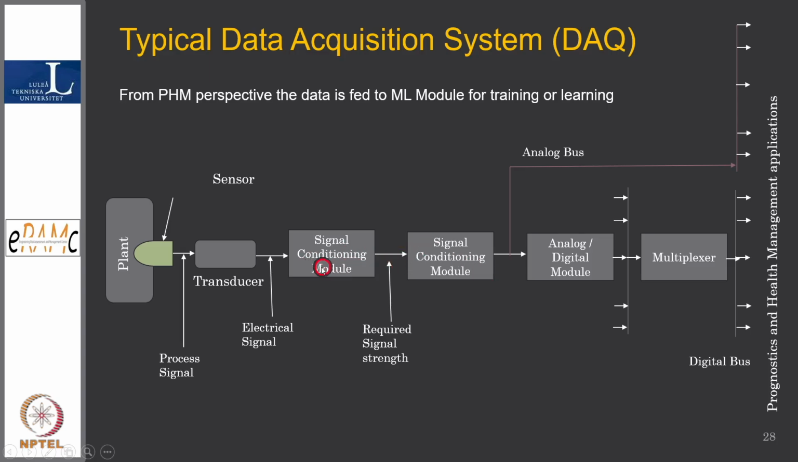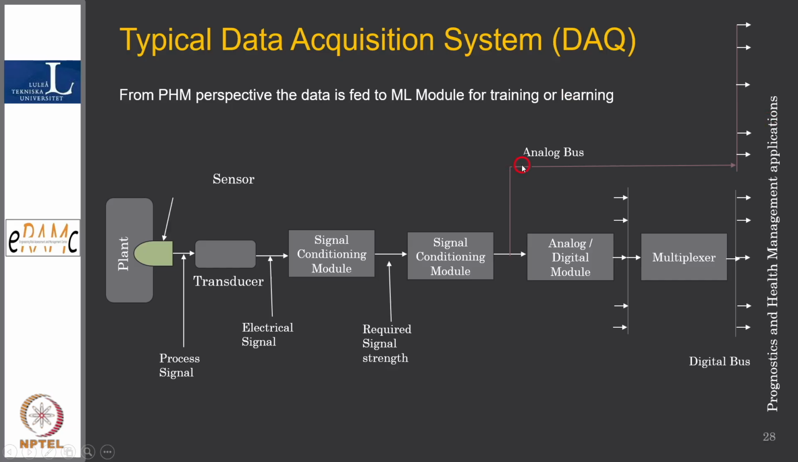Now the signal conditioning module is there, and if I want to collect any analog data or signal from the plant, I get analog output, and I can use analog output also in the plant for some applications. But if I want only digital, then I get digital output, the D2A converter is giving me. And then we have a multiplexer, many inputs are coming in. So we have a digital bus and an analog bus, and these are the requirements of the prognostics, and they can be utilized.